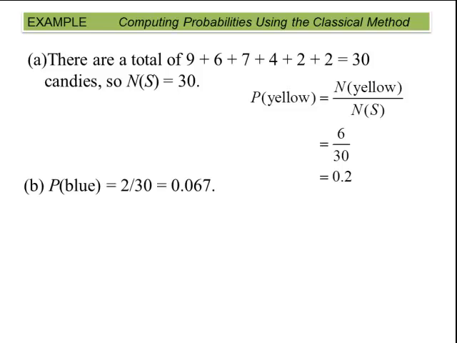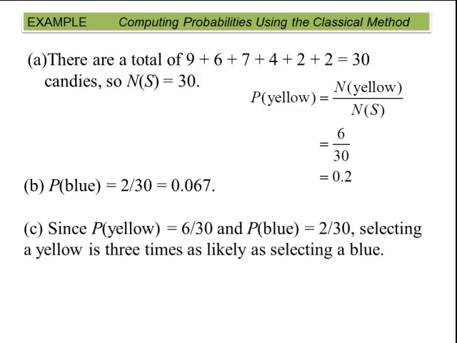The probability of blue is 2 out of 30, which is 0.067 or 6.7%. So the comment on the likelihood would mean yellow is 6 out of 30, blue is 2 out of 30, so that's 3 times larger. So you're 3 times more likely to select a yellow than a blue.